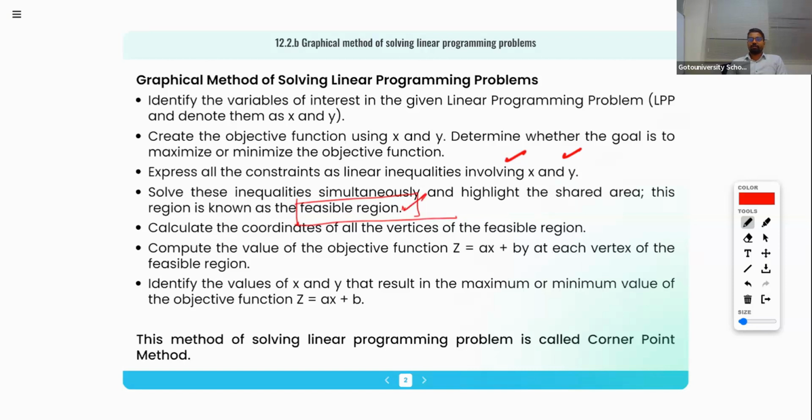Calculate the coordinates of all the vertices of the feasible region. Vertices are nothing but what? Corner points, right? And compute the value of the objective function z equals ax plus by.